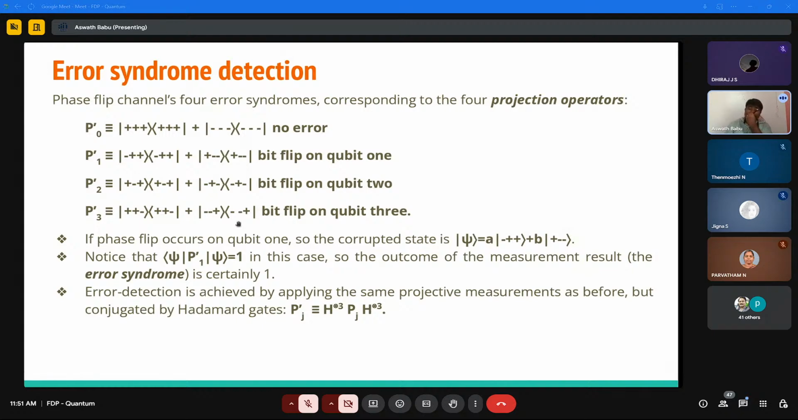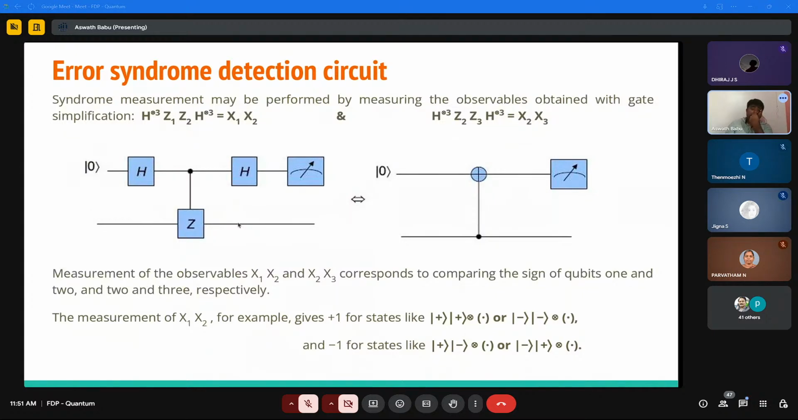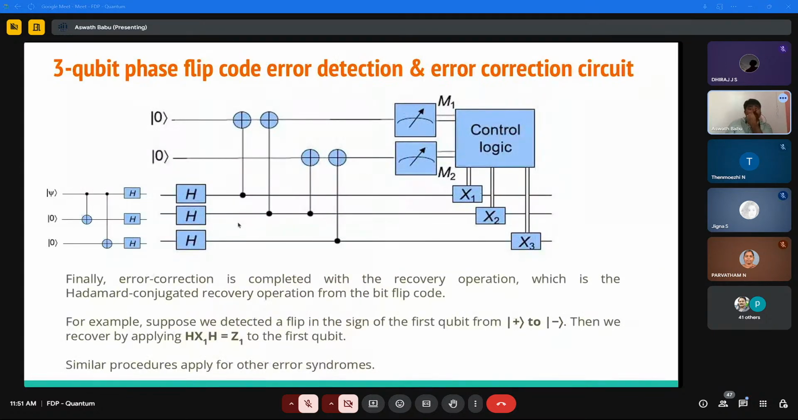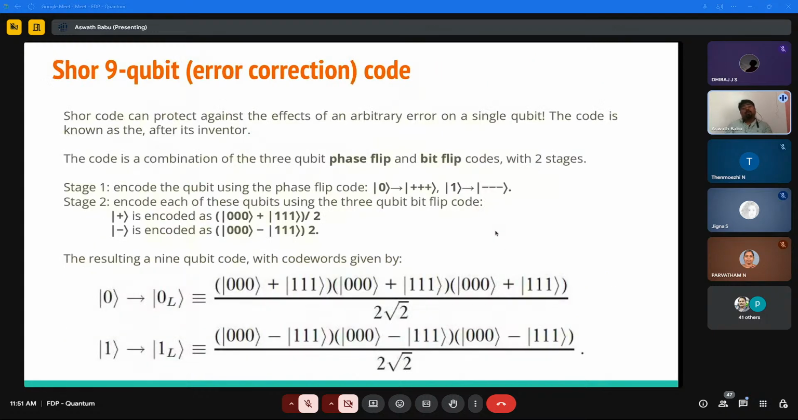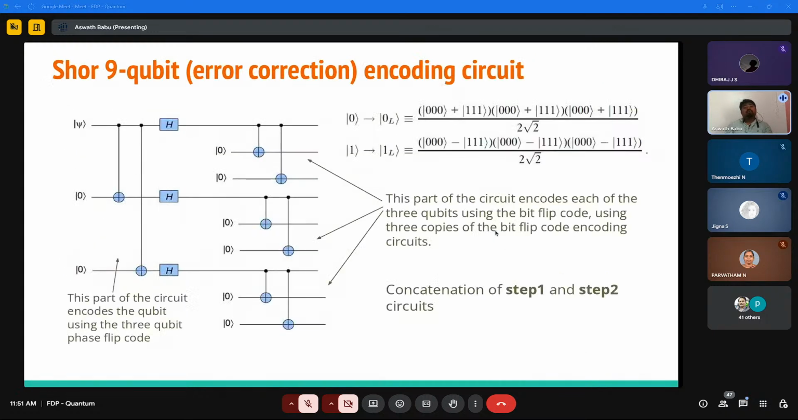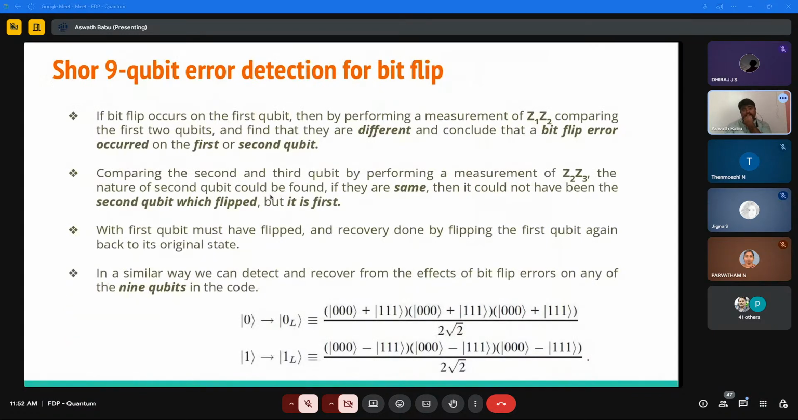So the strategy would be the same. What is the strategy? Just like whatever we did: first, we encode. From the encoded information, we find out at which location there is a compromise. Based on that, you get the recovery back. Let me show you. This is a 9-qubit error code.